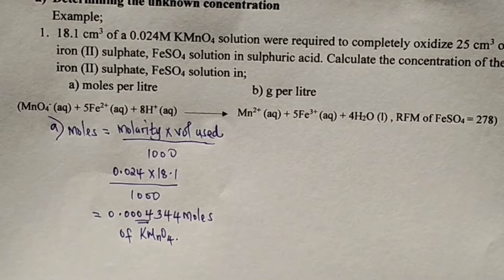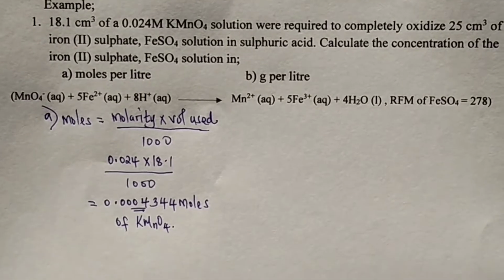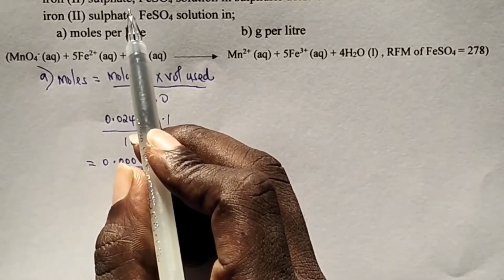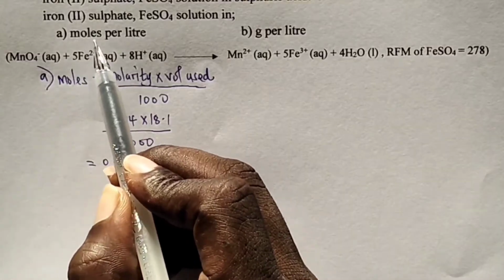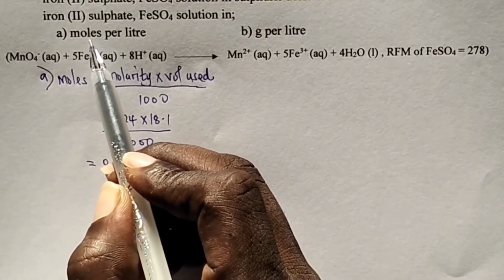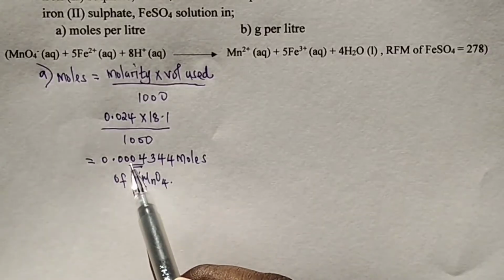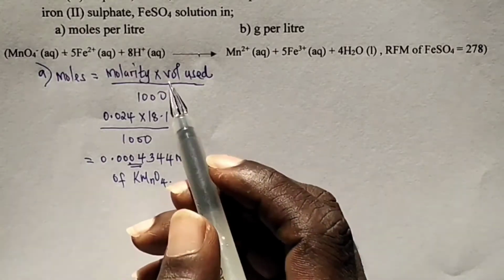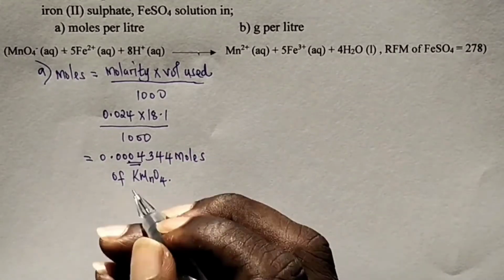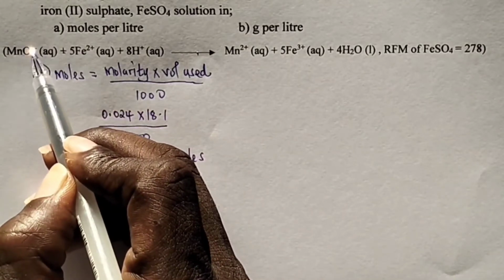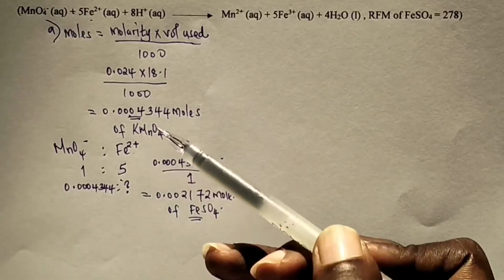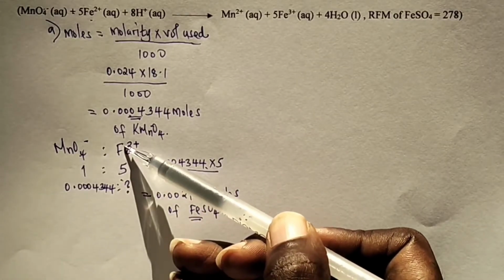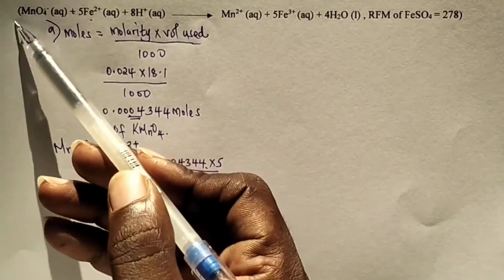Next we have to get the number of moles of iron(II) sulfate solution. We are given here only the volume, we don't have the molarity. In fact, we are asked for the molarity of iron(II) sulfate in part A. So if we have gotten the number of moles of potassium manganate(VII), we can use the mole ratio from the ionic equation given to find the number of moles of iron(II) sulfate. We are going to see here MnO4⁻ ions to Fe²⁺ ions. Using the ionic equation given, it's 1:5, as you can see.